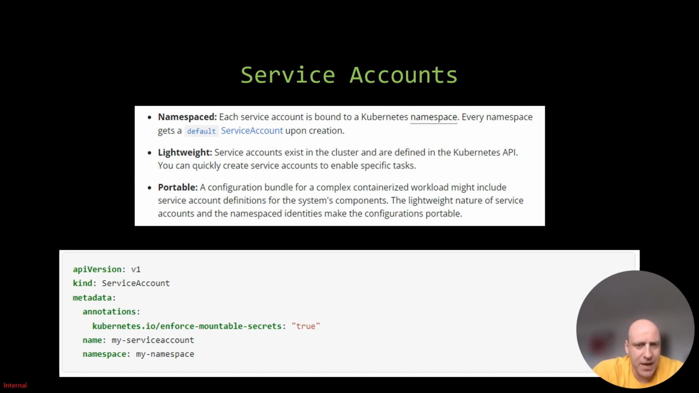As you can see, there's a very simple example of a service account below. There's a YAML file with API version v1. We define the kind of the object, which is ServiceAccount. We can create a metadata annotation, which in this case says it's enforcing the mountable secrets, which is true. And then you have to name the service account, which in this case is my-service-account. And then you define in which namespace the service account is going to be located, which is my-namespace. Those of you who are just starting out need to understand how namespaces are defined.